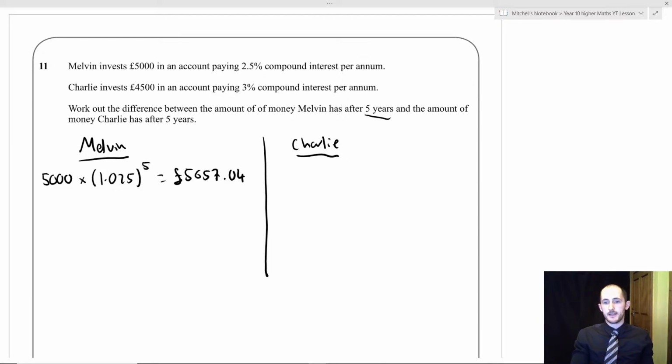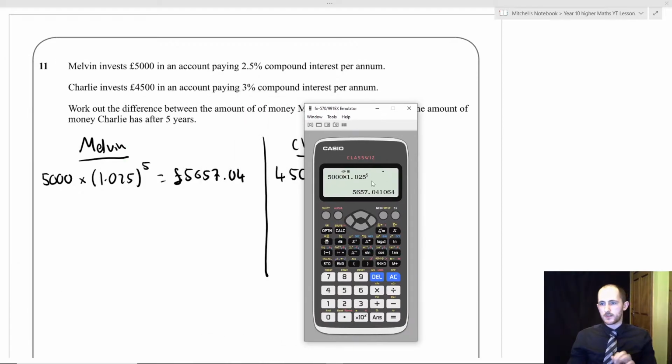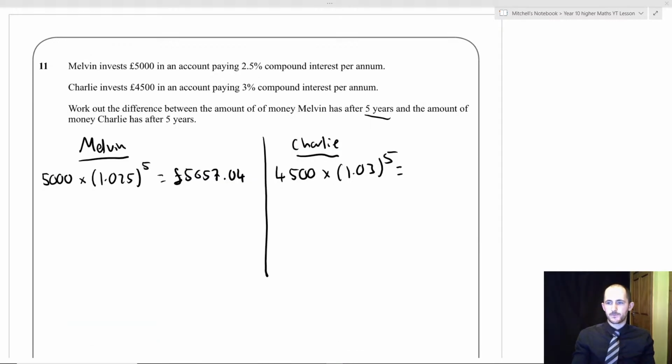And with Charlie, it's 4,500, but it's a higher interest rate. So let's see if it's any better. So what I'm going to do is just edit my equation, again using the arrow keys, just so I don't have to do the same thing over and over again. 5216. So it seems like Melvin was better, so he invested more money to begin with at a lower interest rate, but it seems like he's made it out on top.